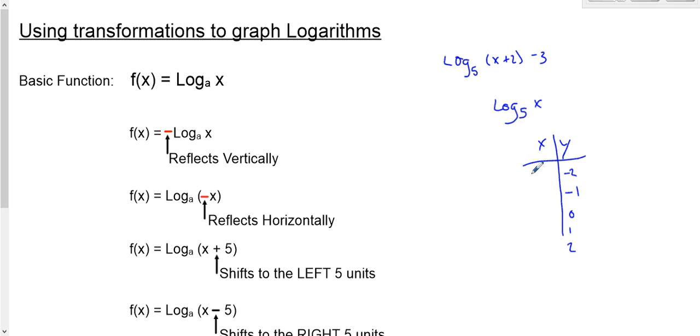5 to the negative second would be 1/25th. And then 5 to the negative first is 1/5. 5 to the 0 is 1. 5 to the first is 5. And 5 squared is 25. Once I think about these points, then I will apply the transformations that are happening to plot my points.